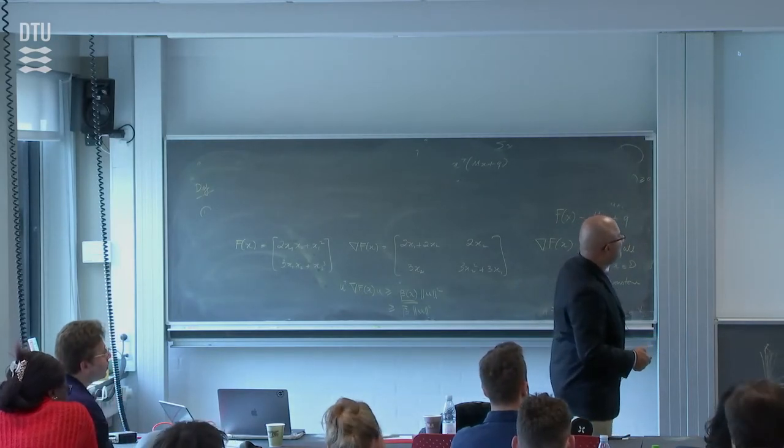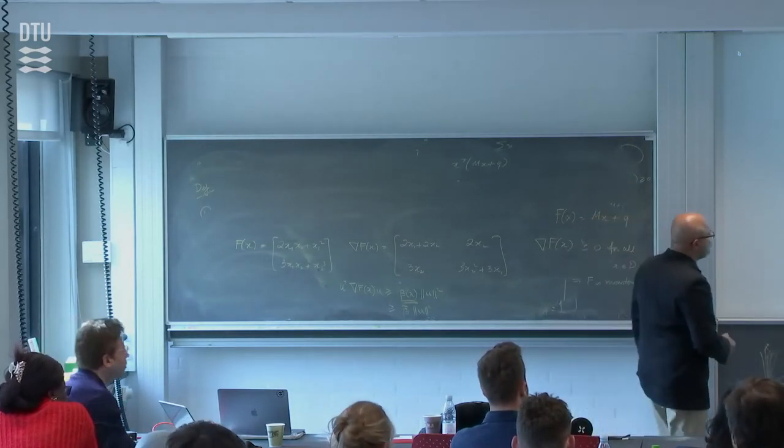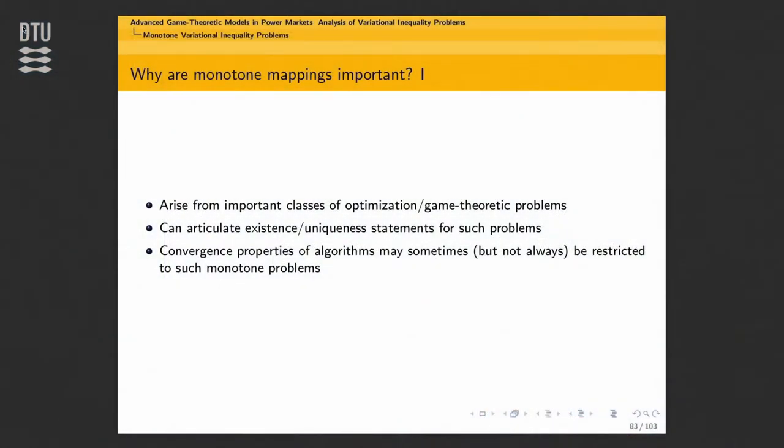So why are they important? You can articulate existence and uniqueness statements. I haven't been able to give you uniqueness statements thus far. There's also another class of mappings called P mappings for which you can get uniqueness statements. But from the standpoint of monotone, what you can get is quite strong, reasonably. And then a lot of the convergence properties that I'm going to discuss tomorrow are often tied to monotonicity. Some are not, but I won't have time to go into everything.